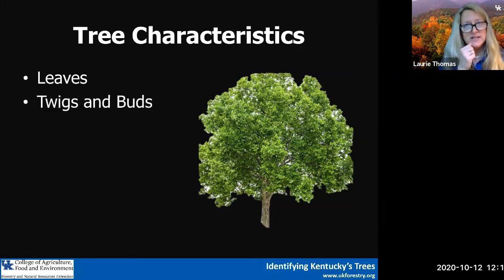Then we can use twigs and buds. Come winter time, when all the leaves fall off the tree, at least for our deciduous trees, and Kentucky is made up of mostly deciduous trees. We're known as an oak hickory forest here. But as those leaves change colors, which they're doing right now, and fall, you can still identify trees with the twigs and buds. And the Tree Finder, the manual that we're using, they make one. It's the Winter Tree ID Guide, and it's for twigs and buds.